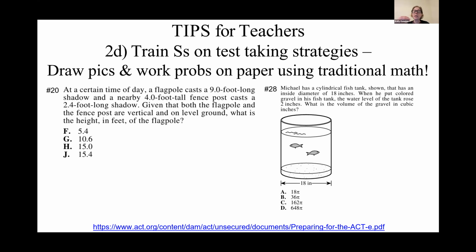Number 28, traditional math with a volume formula. And being careful when reading the units. The units could throw some students off. In this case, there might not be any change, but that's something that comes up a lot of times too, just one little change with the units.